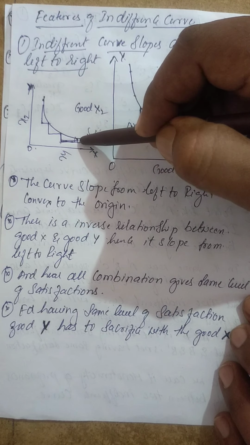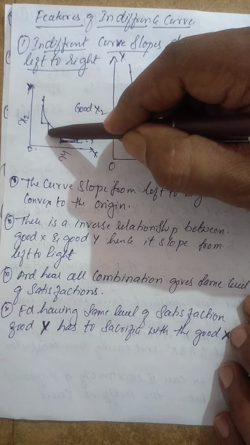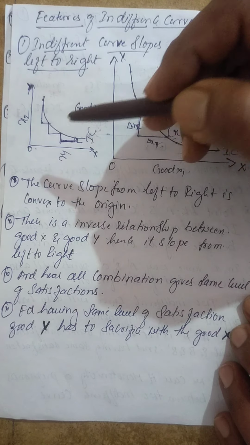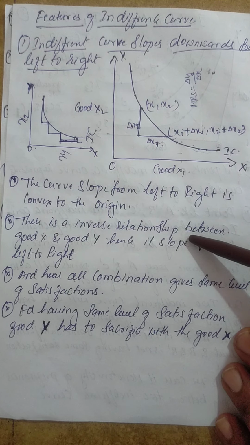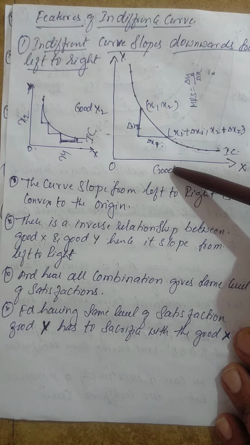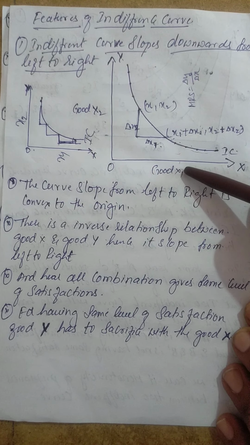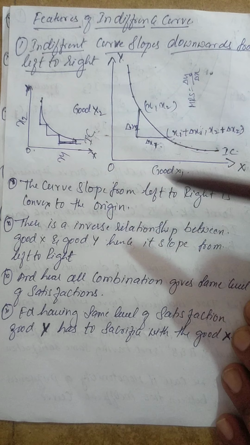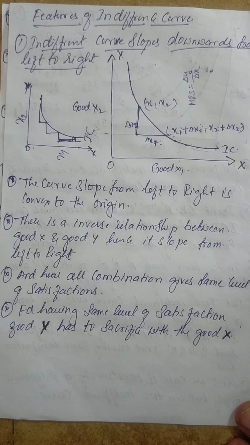For every single increase there is a certain amount of decrease, isn't it? So that is what we say very clearly, that is the inverse relationship we call. Good x is inversely related to good y, or good x1 is inversely related to good x2, we can say.